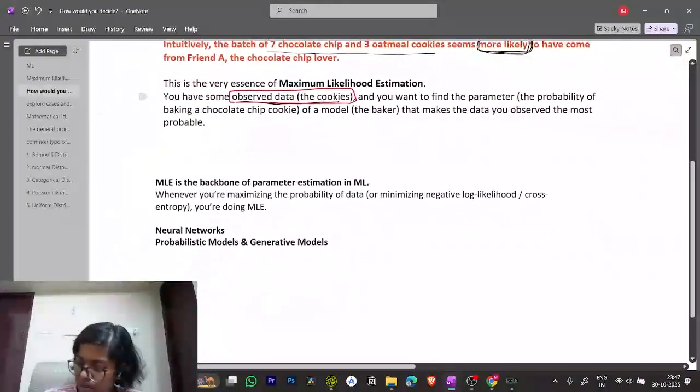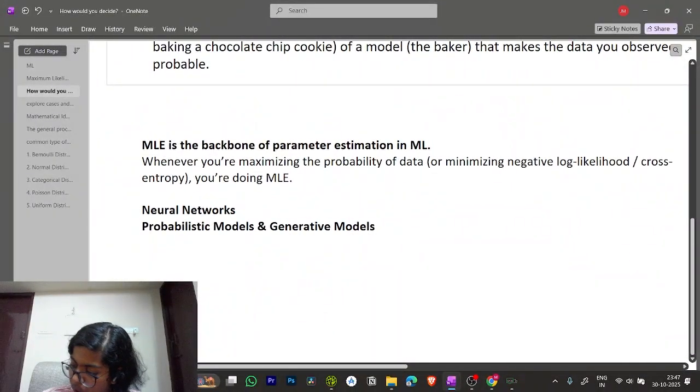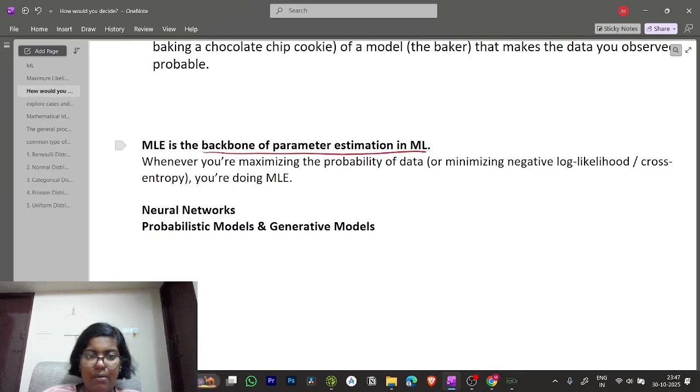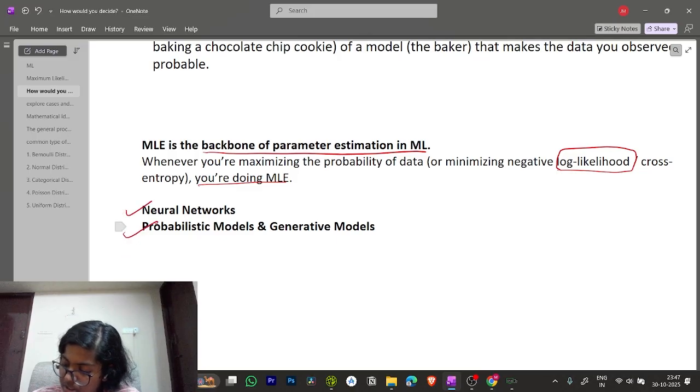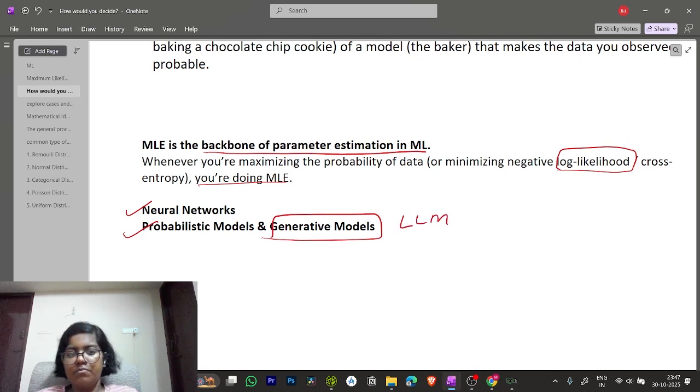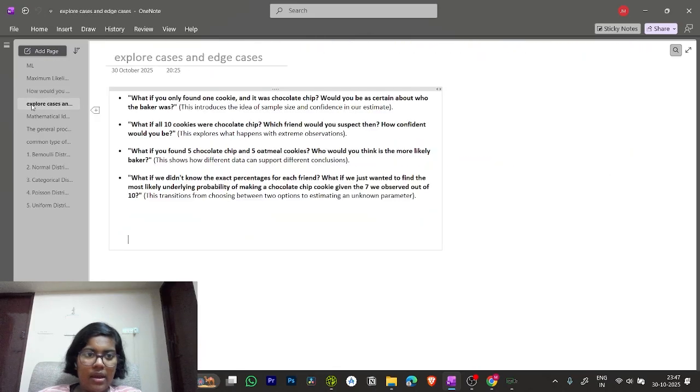Okay, so where do we use this? MLE is the backbone of parameter estimation in ML. Whenever you are maximizing the probability of data or minimizing negative log likelihood, we will learn about what negative log likelihood is, or cross entropy, you're doing an MLE. Where is it used? In neural networks, probabilistic models and generative models. All your LLMs use this MLE for maximizing the probability of your data. So okay, let us start and get into the cases.